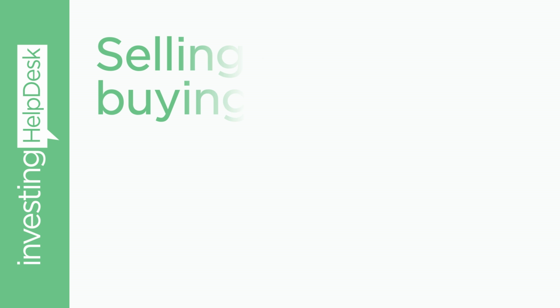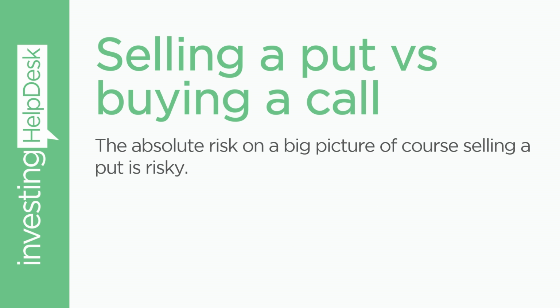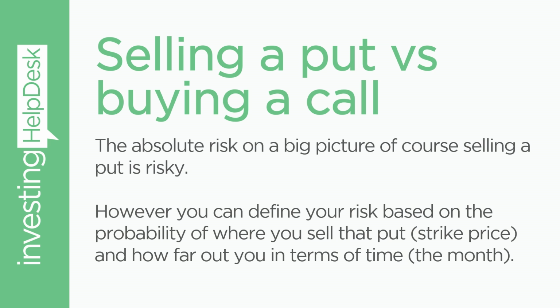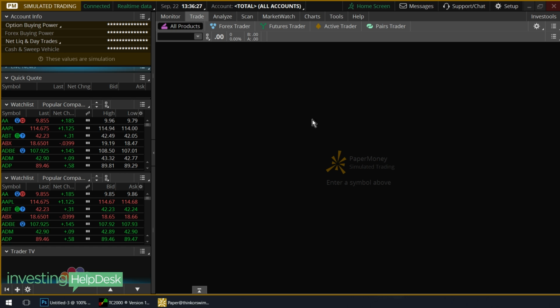So if we look at selling a put versus buying a call, the absolute risk on a bigger picture, of course, selling a put is very risky. However, you can define your risk based on the probability of where you sell that put, which would be the strike price, and how far out you go in terms of time or the month. So if we take a look at this concept on screen, you'll probably get a better idea.